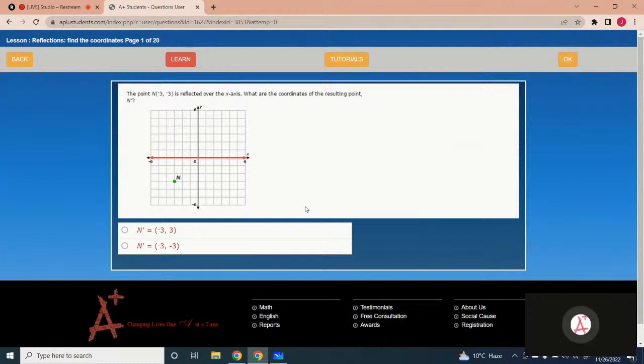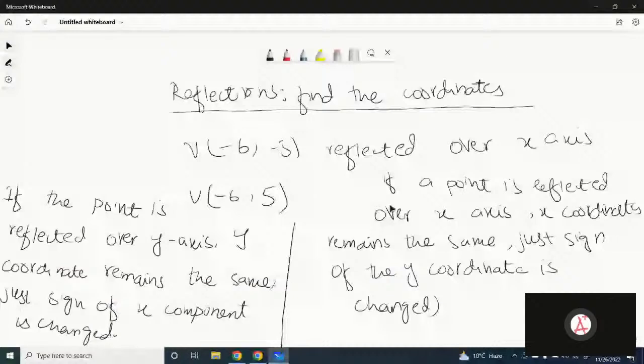The point negative 3 and negative 3 is reflected over the x-axis. What are the coordinates of the resulting point? Okay, it is reflected over the x-axis. Just keep this point in mind: if a point is reflected over the x-axis, the x coordinate remains the same. Just the sign of the y coordinate is changed.